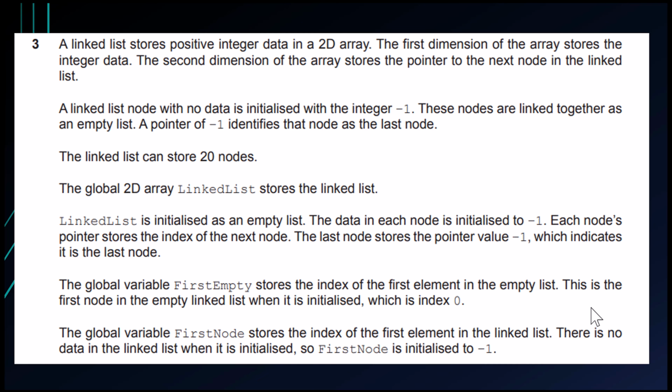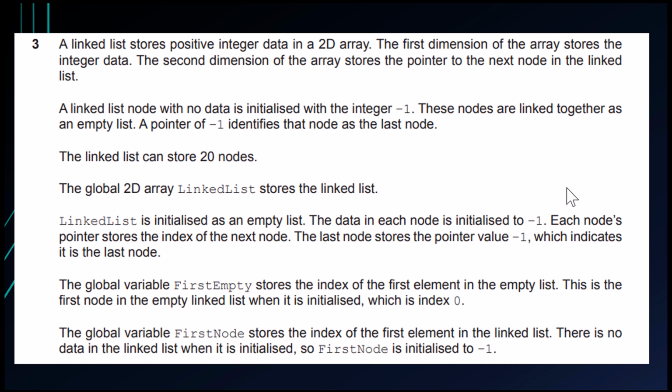The second dimension of the array stores the pointer to the next node in the linked list. A linked list node with no data is initialized with the integer -1. So -1 is going to be our null value. These nodes are linked together as an empty list. A pointer of -1 identifies the node as the last node. So not the data -1, but the pointer -1 says, hey, we are the last one.